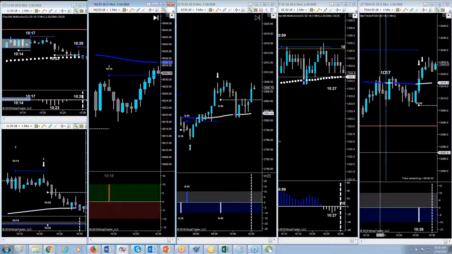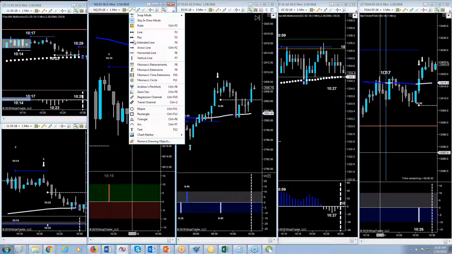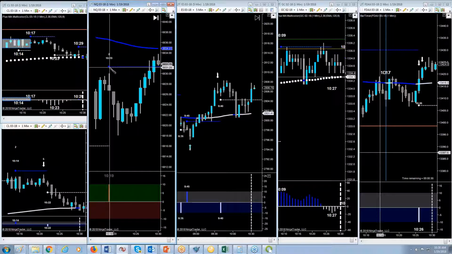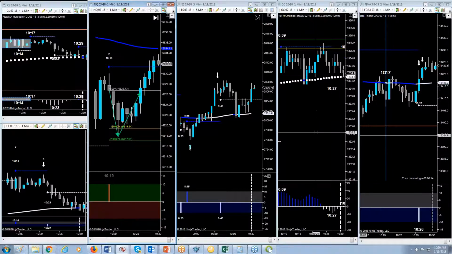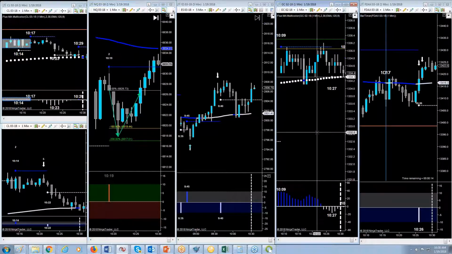So if you went short at 10:19, your stop would be above the blue line. You would have gotten to your break-even point, almost to your target, before I took the trade out at break even. In gold, we're in a chop zone right here.